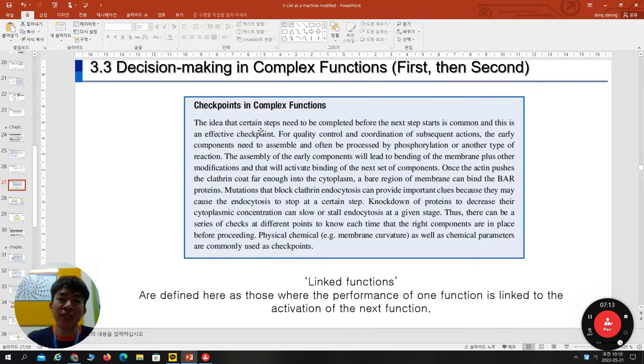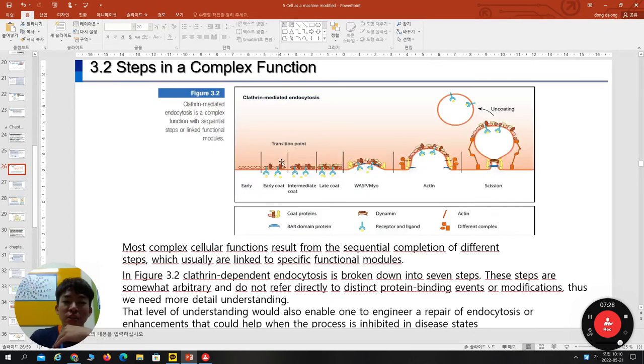And this is the making of complex function. All of the modules and steps are linked together. Linked functions are defined here as those where the performance of one function is linked to the other's activation. Which means, let's say, the first step is early code, and the next step is intermediate code. After early code, intermediate coding can happen. Without early code, intermediate coding doesn't happen. This is called a sequential manner, right? So always, in the cell, they have A, B, C, D, E, F, G. This is a sequential phenomenon.